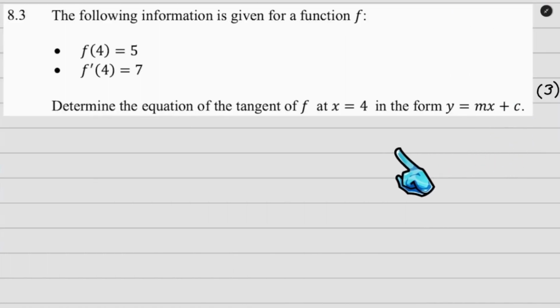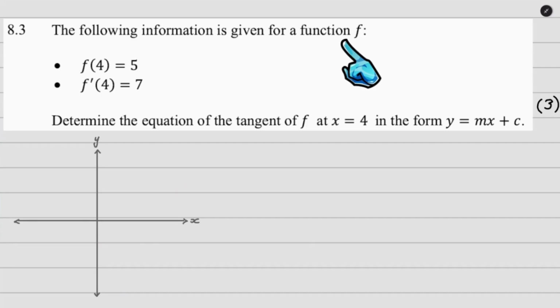Okay, and the last question in 8.3, they give us the following information for a function, and we need to determine the equation of the tangent at x equals 4 in the form y equals mx plus c. So the working out for this question is very easy, but the mechanics of what's happening behind the scenes is quite complicated. So let's walk through that quickly.